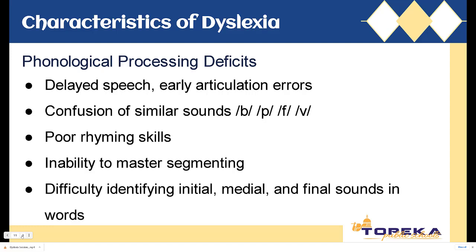And also difficulty identifying initial, medial, and final sounds in words. In our example just a moment ago of the word bat, the initial sound is b, the medial sound is a, and the final sound is t. So knowing the position of those sounds within the word will be difficult for students who have phonological processing deficits.